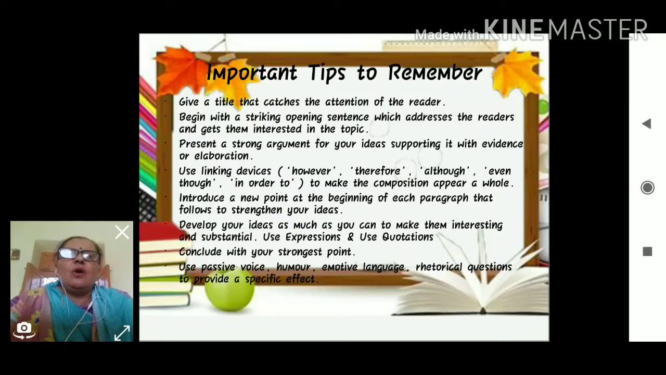To strengthen your ideas, you should use expressions, you should use quotations, you should develop your ideas and make your article very interesting. And you should conclude with your strongest point, which you feel. You can use passive voice, you can use humor, you can use emotive language, rhetorical questions, so that it will give a special effect to your article.